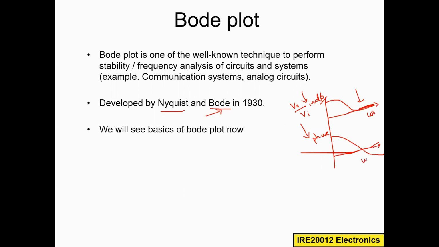Omega is what? 2 pi f, where f is the frequency. So we are analyzing this output with respect to the frequency. In both plots, the x-axis is the same, frequency, 2 pi f. Do you know why I am using 2 pi f? I said omega is equal to 2 pi f, where f is the frequency of the input signal and the output signal.